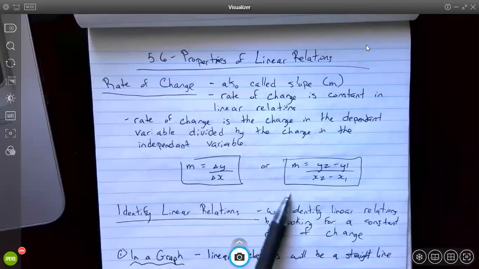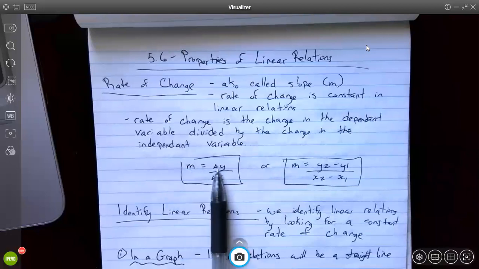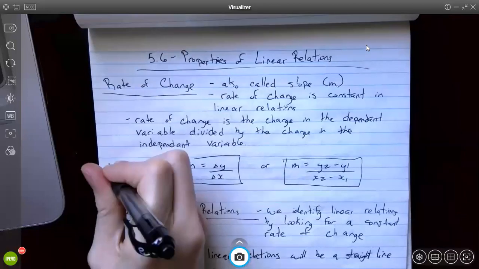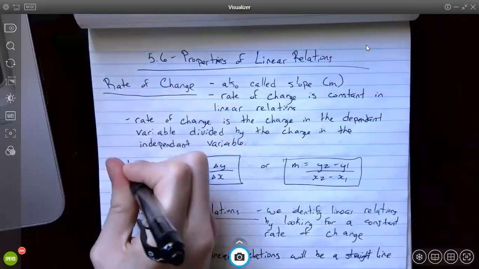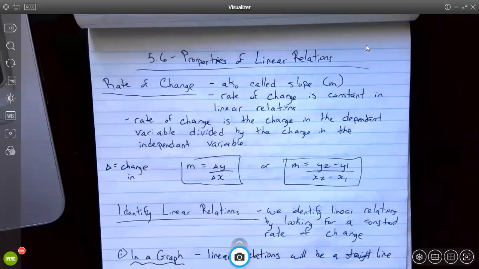So these are the two equations that we use to calculate rate of change, and we'll do some examples with these later. So m is the rate of change, and then this little triangle here is a delta symbol, and what that little triangle means is a change in. So anytime you see that little triangle, it means a change in something. We also used that symbol in the physics unit of Science 10, if you remember it from there.